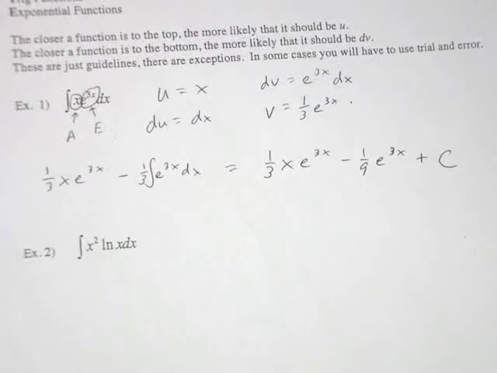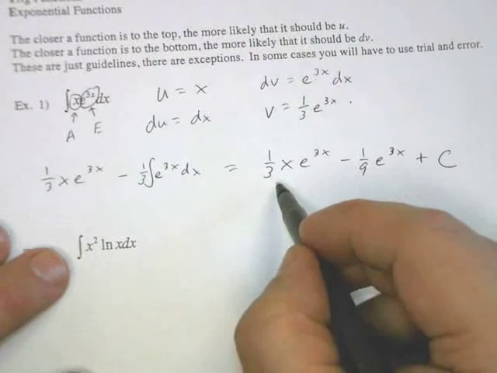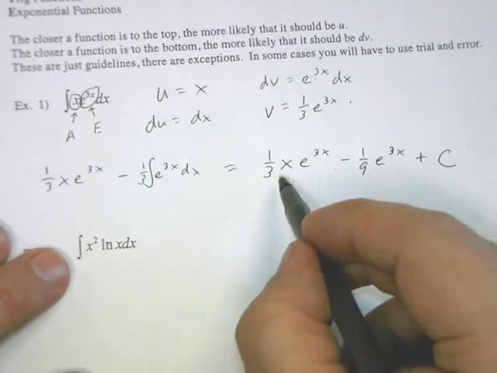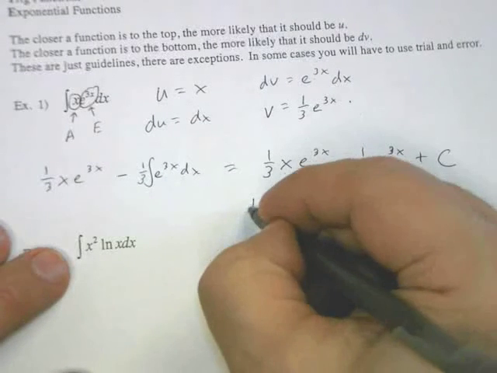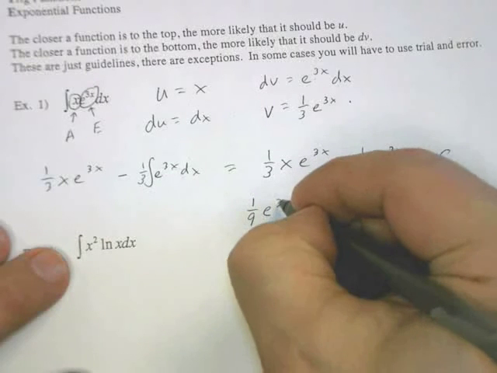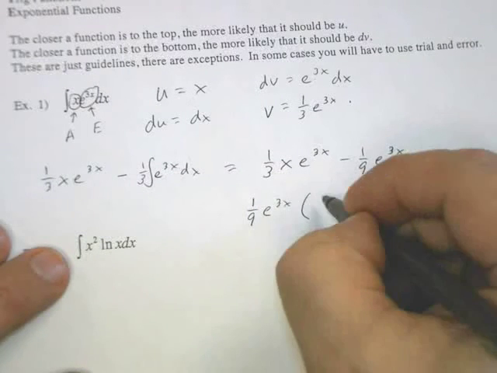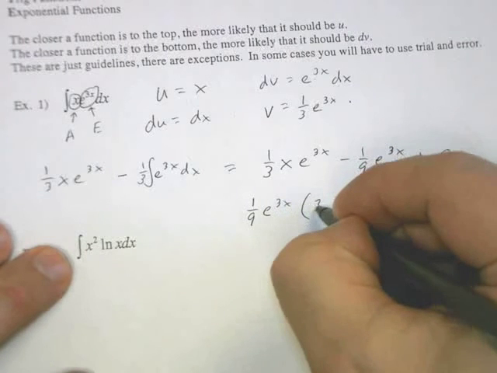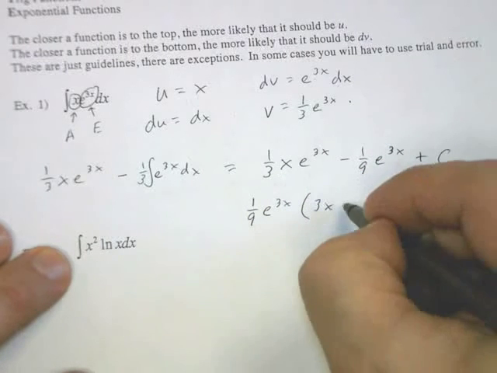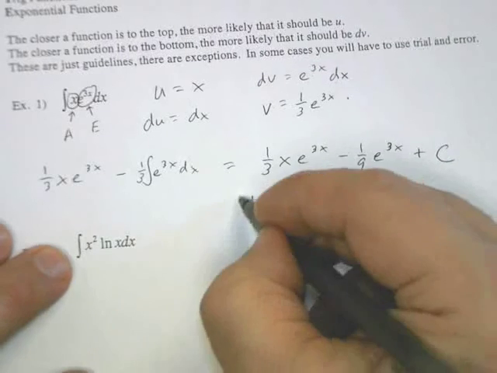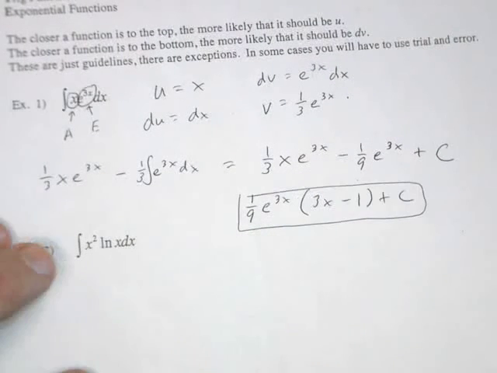Now you may see this done with the final answer. We have an e to the 3x that obviously both these terms have in common. I'm also going to factor out a 1/9 out of my fraction. So I have 1/9 e to the 3x, and then if I divide 1/3 by 1/9, that's going to be 3x, because I have the x left over, minus 1 from this term, plus c. And now I've been able to integrate my expression.